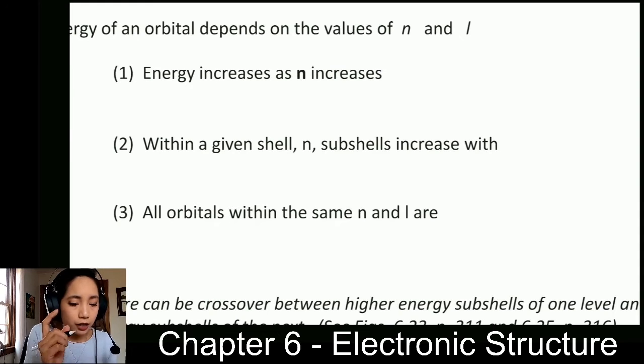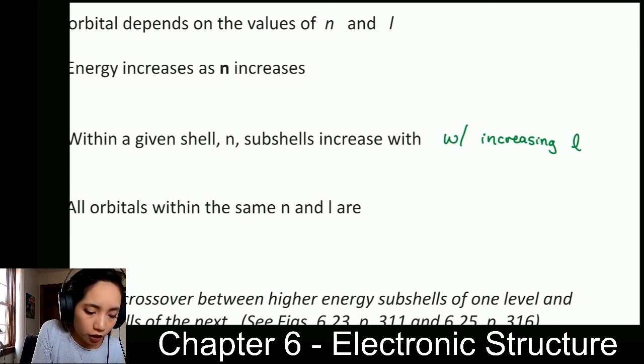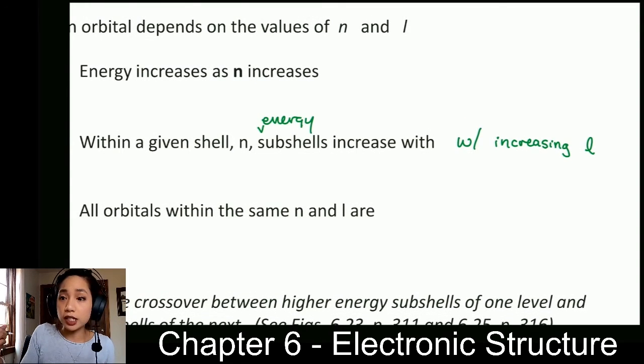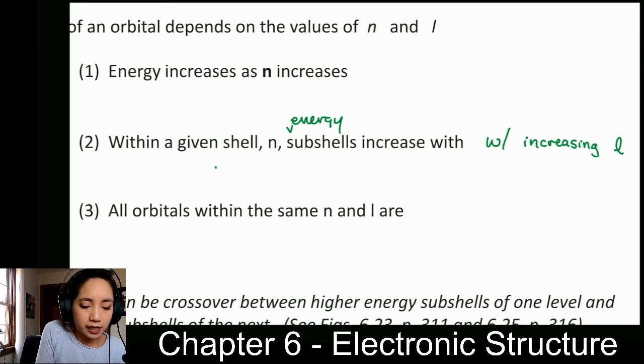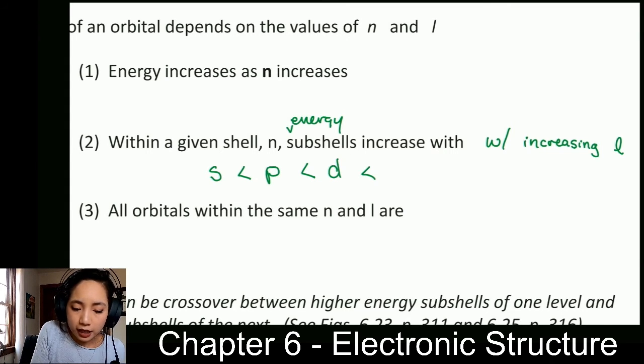So yeah, the energy of your electrons increases as n increases. Within a given shell of n, the energy of your subshells increases with increasing l. So essentially, your s subshell is the lowest energy, then your p subshell within an n shell, and then your d, and then your f.